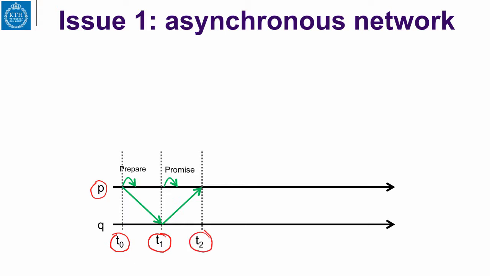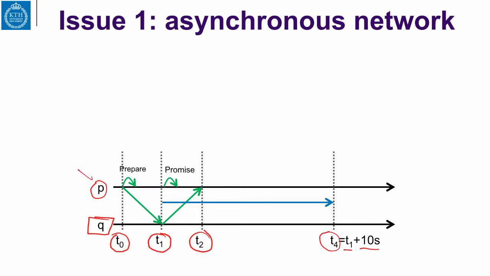When the prepare message arrived at the acceptor Q, from then on he said, I will not accept another leader, say, for 10 seconds. So this is the case. So now we have that t4 is equal to t1 plus 10 seconds. We know that very well. But what about P? How long can he be considered a leader? We have a problem here.